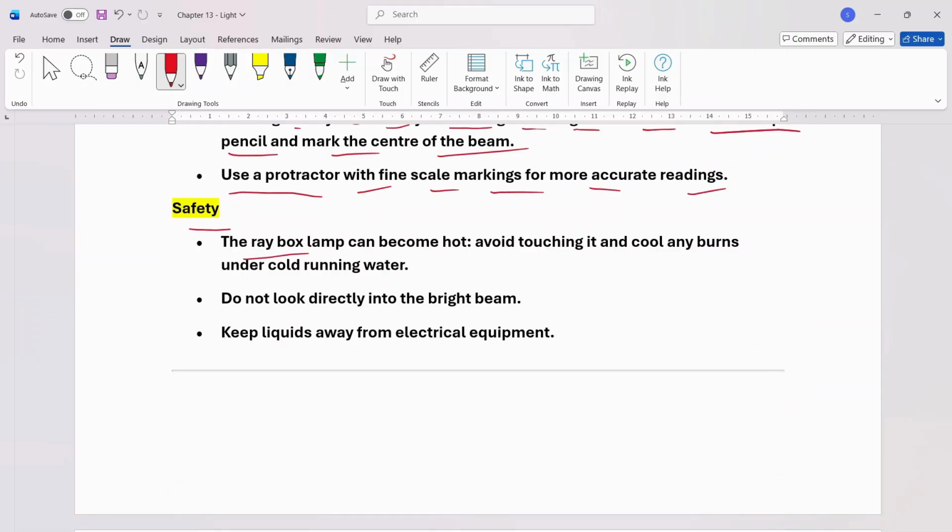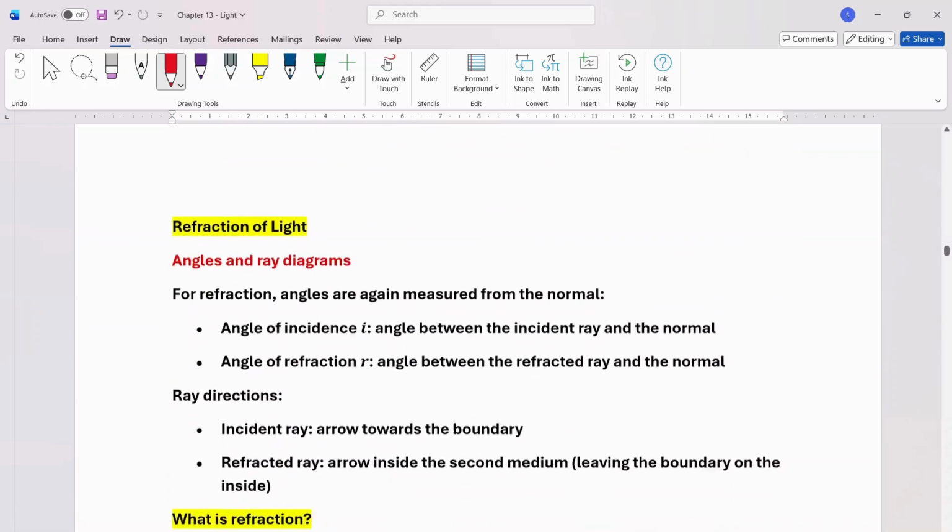Safety: the ray box lamp can become hot. Avoid touching it and cool any burns under cold running water. Do not look directly into the bright beam. Keep liquids away from electrical equipment.